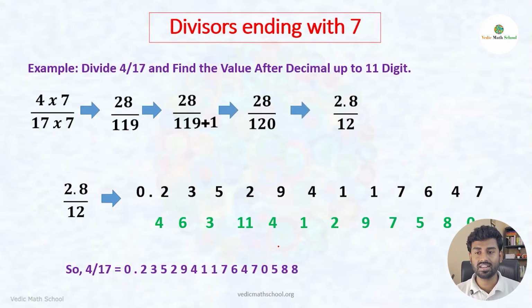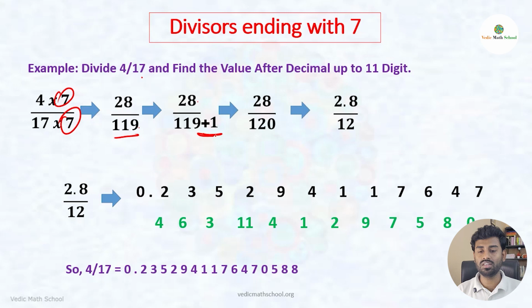Now let's take the divisor ending with 7. Why is it important? Because in the earlier example, you are adding only one time. Now look at this. Then there is one more method that you can use here. That's this 4 upon 17. I'm going to multiply with 7 and 7, so this will become ending with 9.